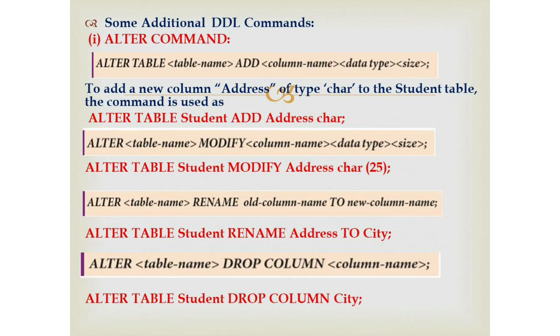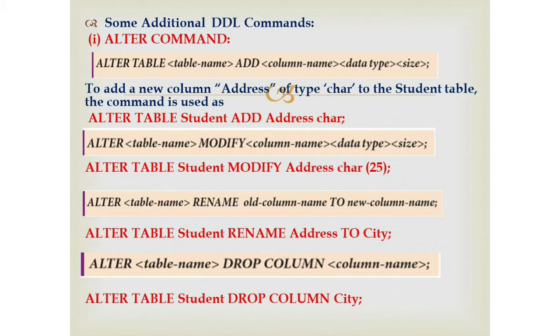Clear? Now, we'll see some additional DDL commands. First one is the ALTER command. The ALTER command is used to alter the table structure, like adding a column, renaming the existing column, changing the data type of any column or size of the column, or deleting the column from the table. These are the things we can do by using the ALTER command.